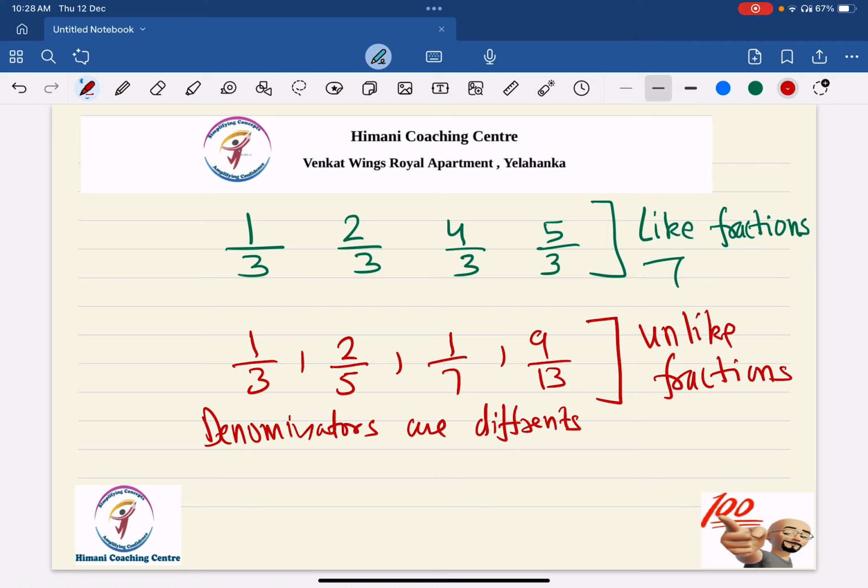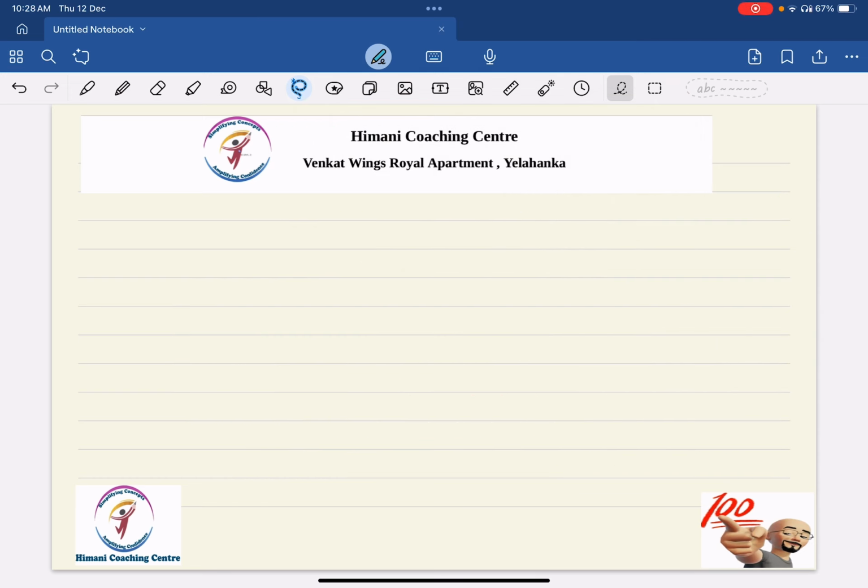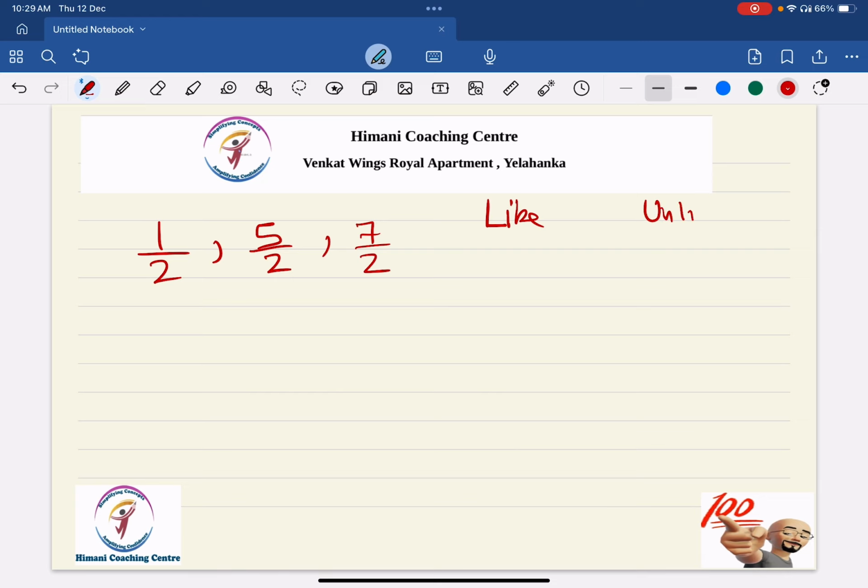And now let me ask you some questions. You have to tell me whether whatever I have written, those fractions are like or unlike. So let me write. So I'm writing 1 by 2, 5 by 2, and 7 by 2. So you have to tick under like fraction or unlike fraction.